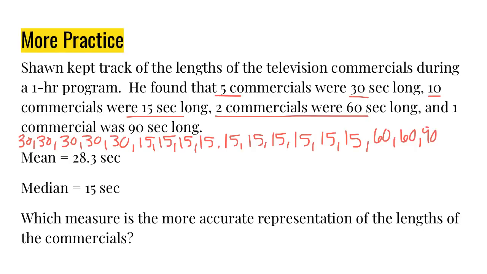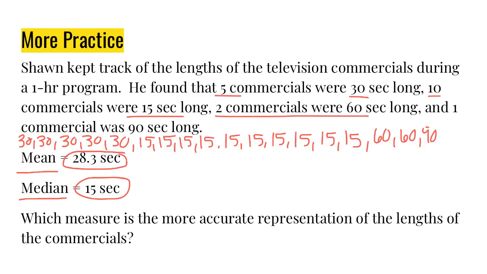And so I already did this work for you. For the mean, I added all these numbers up and I divided by however many I had, and it came out to be 28 3/10 seconds. And I put them in order from smallest to biggest, and I went front, back, front, back, front, back until I got to the center, and that was 15 seconds. And out of these two, I want to know which measure is the more accurate representation of the lengths of the commercials.